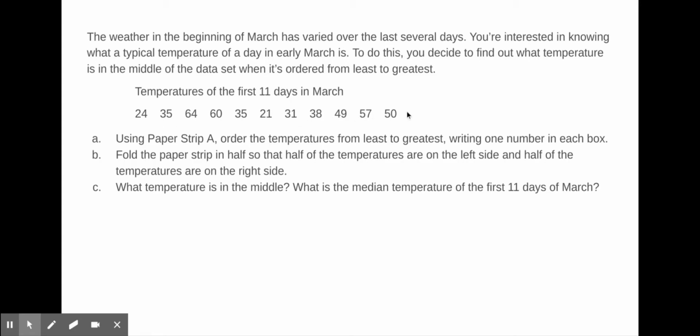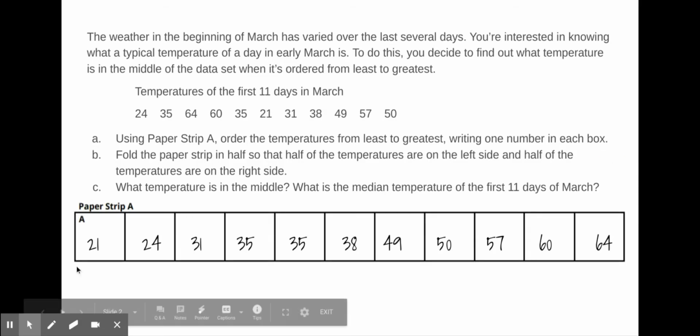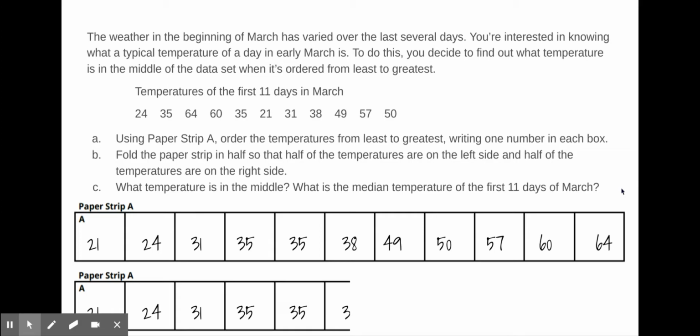So really spread out. Now I'm going to use a paper strip, in this case a virtual paper strip, to write the numbers from least to greatest, writing one number in each box. This then gives us an ordered list of the data. I'm going to fold the paper strip in half. Actually, I'm going to fold a second copy in half. So there it is, and I've folded it in half.